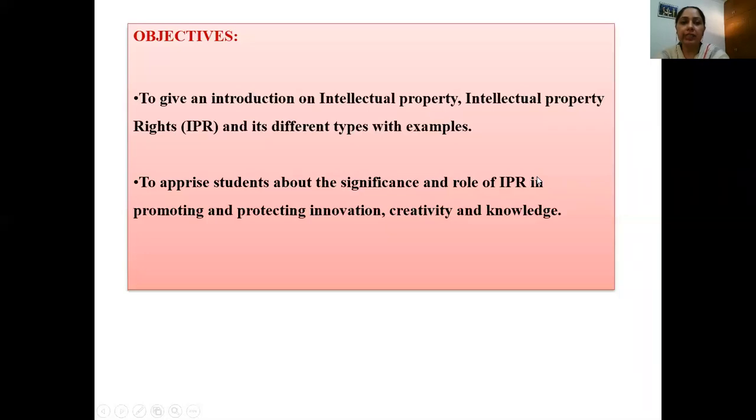The objectives of this lecture are to give an introduction to the students on intellectual property rights, that is IPR, its different types with examples, and to apprise the students about the significance and role of IPR in promoting and protecting innovation, creativity, and knowledge.